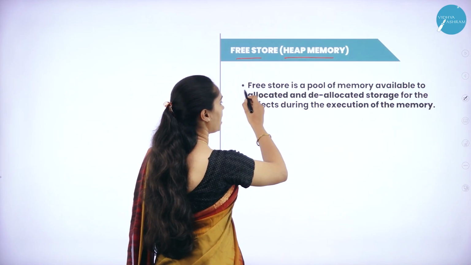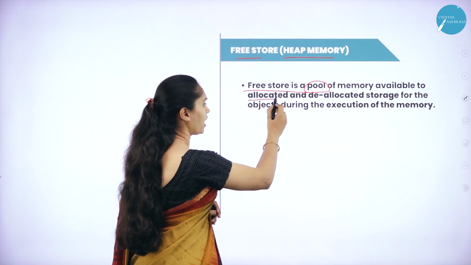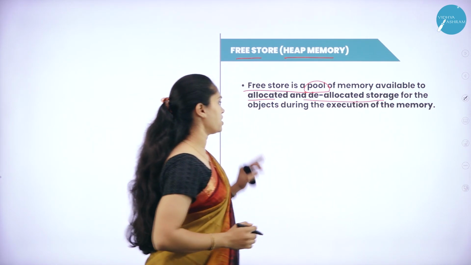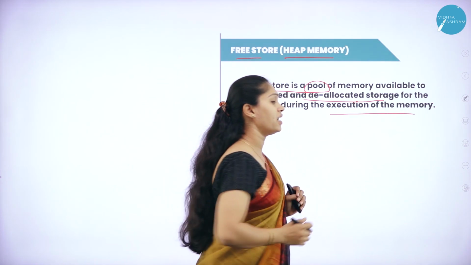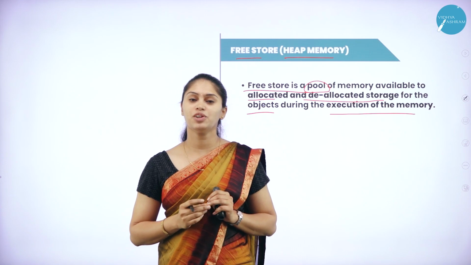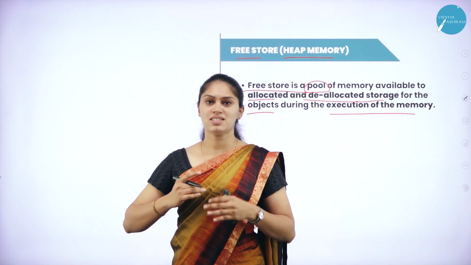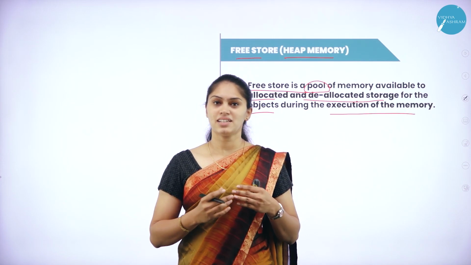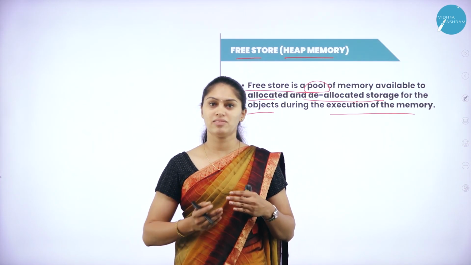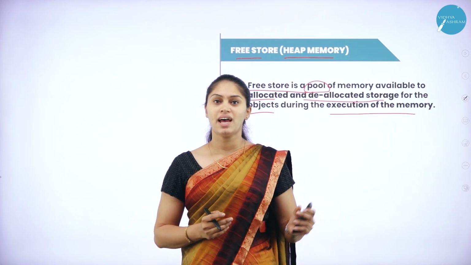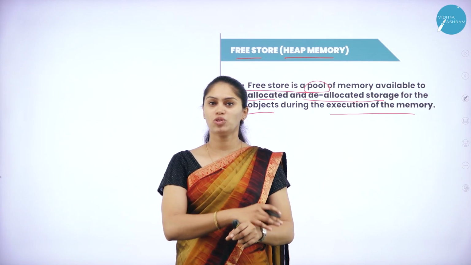So here you can see that the free store is a pool of memory available to allocate and deallocate storage for the objects, and that will be done during the execution of the program. During execution, in the sense when the program is running, I need to allocate and deallocate the memory space. When the program requires memory space, I am going to allocate. When the program is done with its execution, I am going to deallocate.